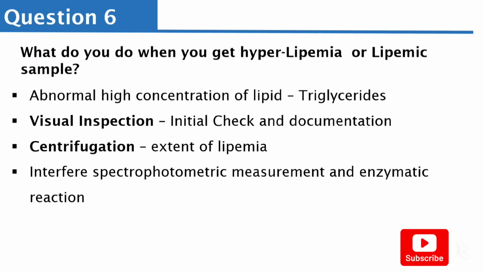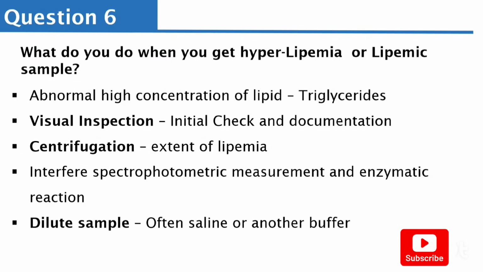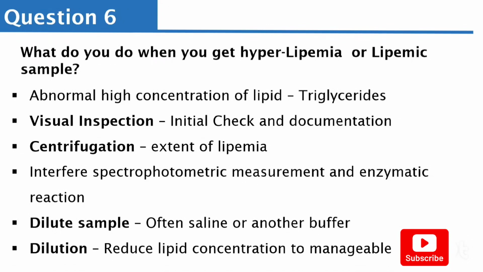And that is why it is important, when you notice that, to know what you are going to do. In some cases, what you do is dilute the sample. You can dilute the sample using saline or another buffer. The dilution will help you to manage it, to reduce the concentration of that very lipid in such a way that it cannot interfere with the result. But unfortunately, it comes with its own disadvantage. Dilution reduces the lipid concentration to a manageable level. It doesn't mean that it has taken care of the whole situation. It can help to reduce the concentration to where you can manage it and at least have an idea of what the patient's condition might be.